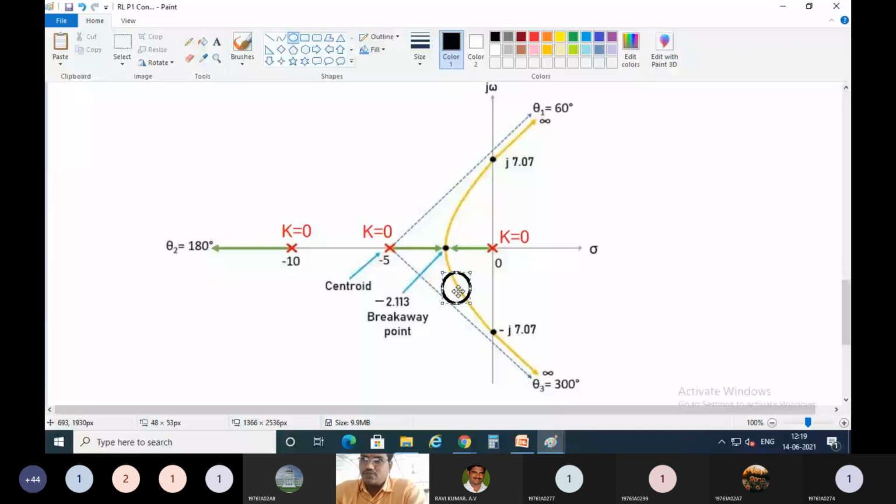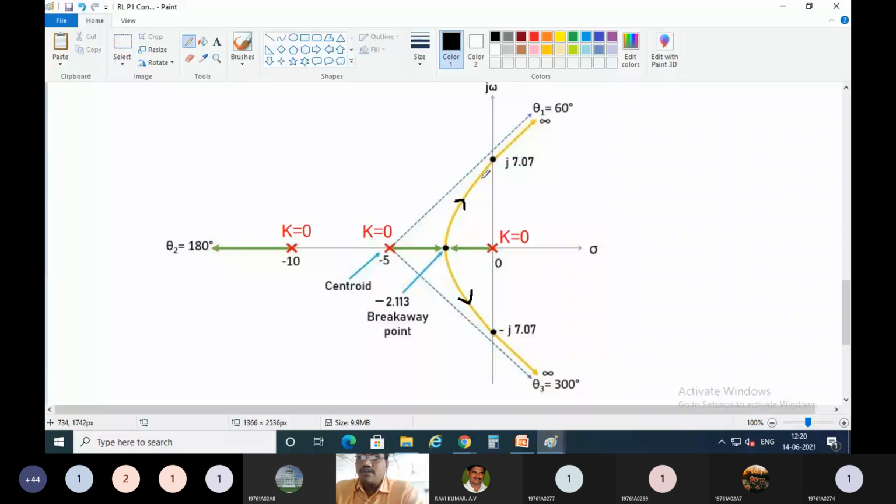So these two directions are given by which? These two directions are given by asymptotes. This is the direction, like this. Do you understand? They are moving like this. Yes, sir. They are moving like this.